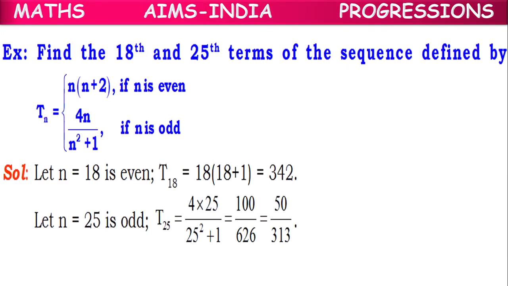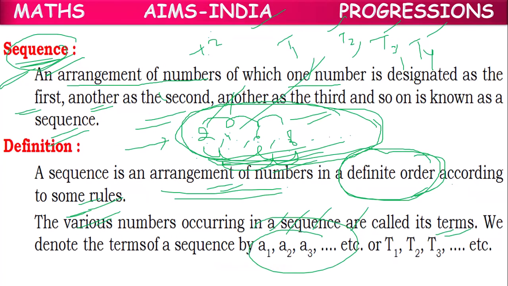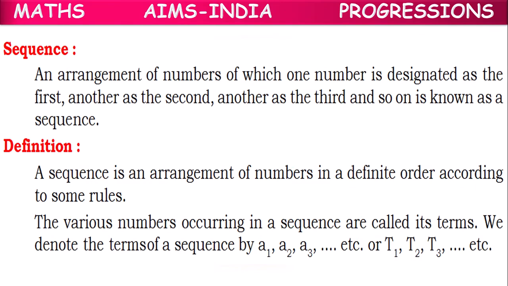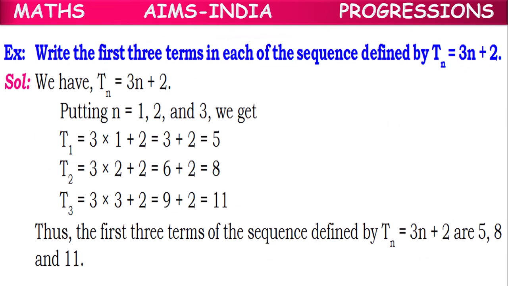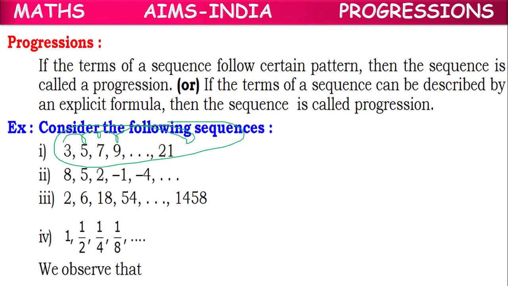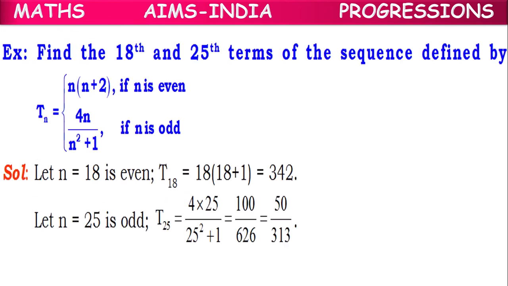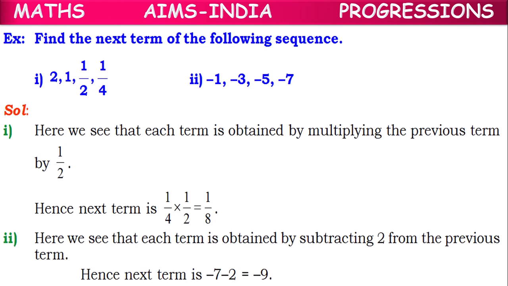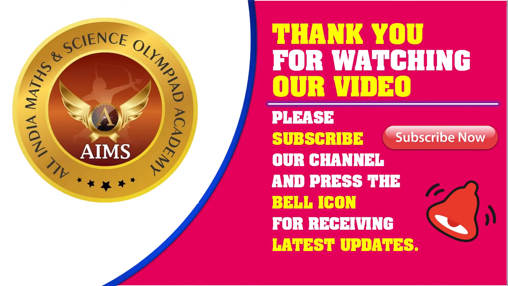Okay, children. This is about sequence and progression. What we have learned today is about sequence, about the general term, about progression, and about series, and that there may be a finite series and an infinite series based upon a finite or infinite sequence. The remaining topics we can learn in our next video, children.